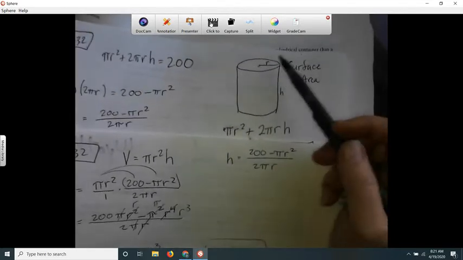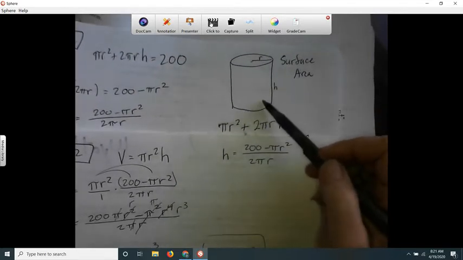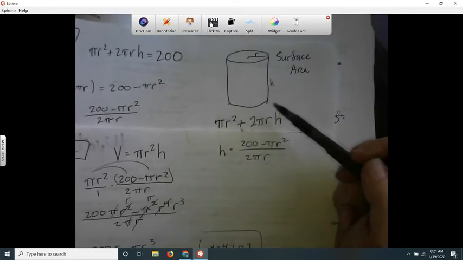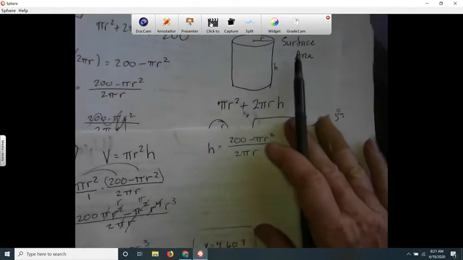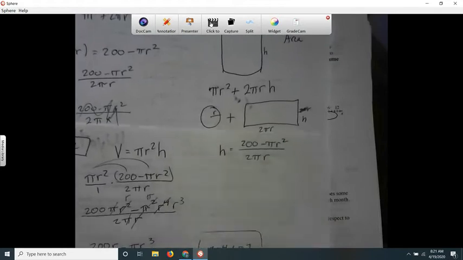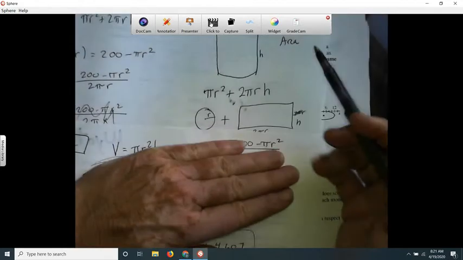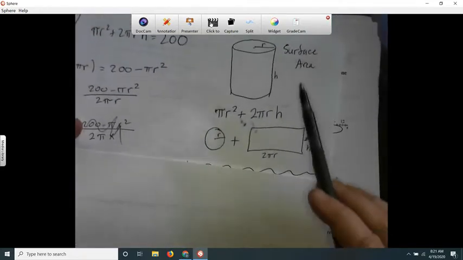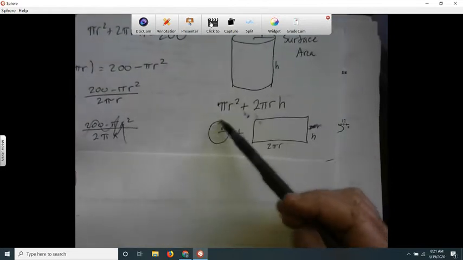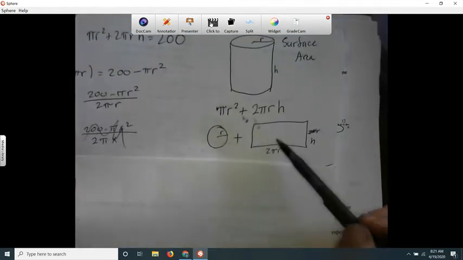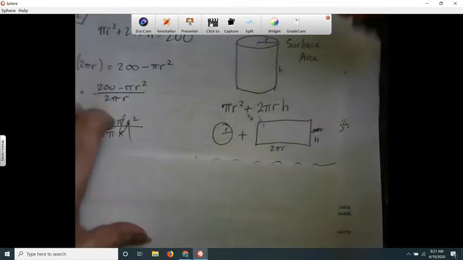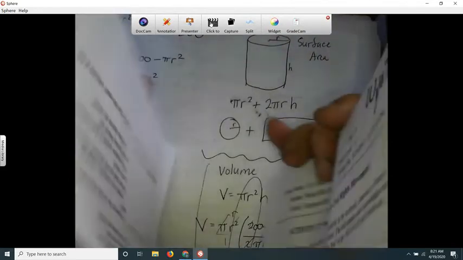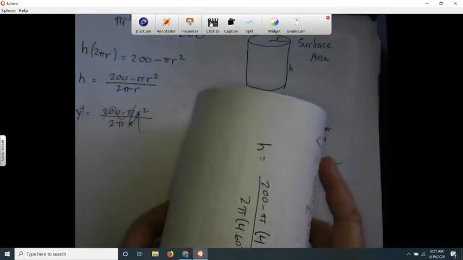So this is going to be a can. It's going to have a bottom but no top. The material that it takes to make our can would just be the bottom, which is pi r squared. And then this part right here is kind of like if I roll the paper. That's like the shape of a cylinder.